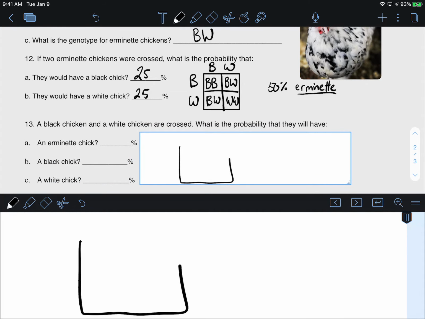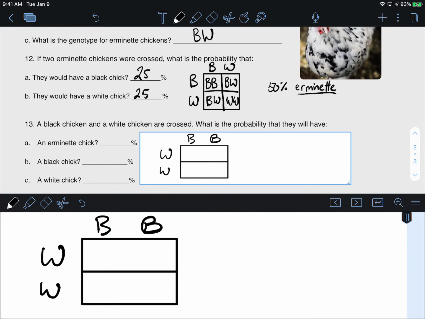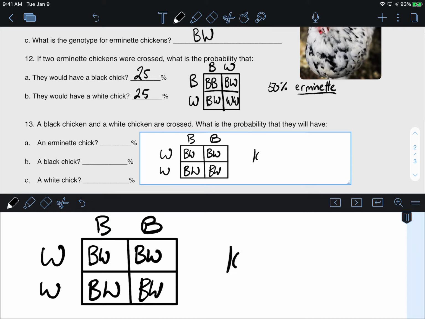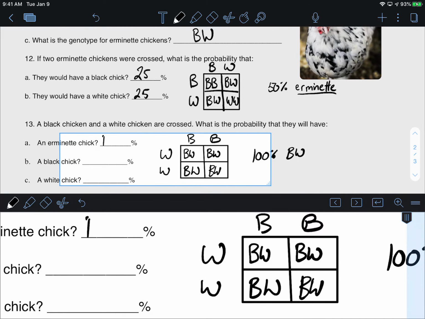If you, of course, match a black and white chick together, then the result will be all erminette. So I suppose it wouldn't be too difficult to keep your ratio pretty high for those erminettes. I'm going to have to look up how to pronounce that. I think I've said it in five different ways already.